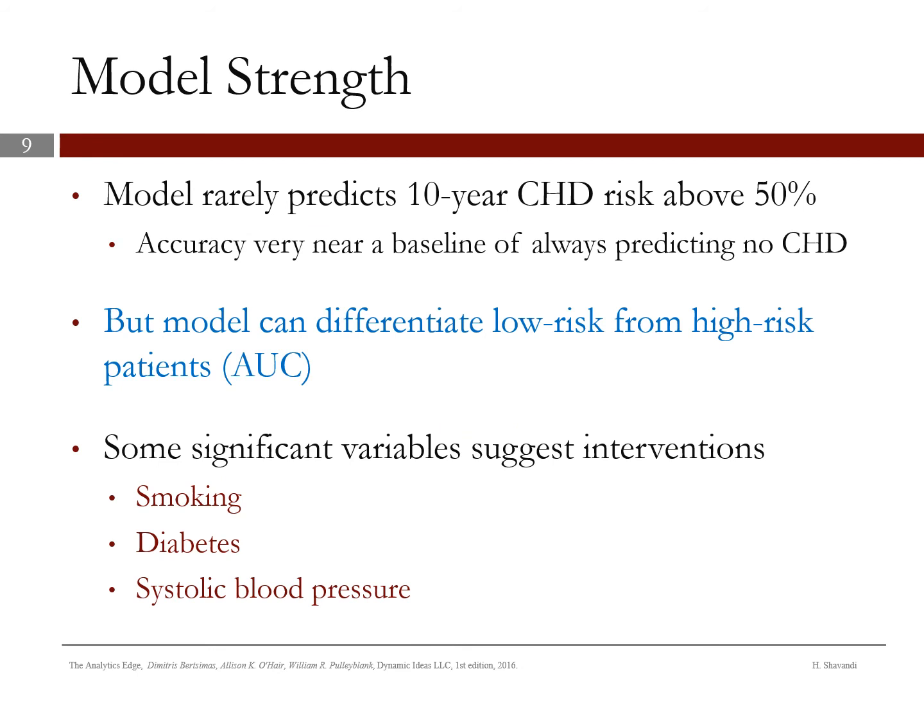As we discussed, our model rarely predicts 10 year CHD risk above 50%. Because of that, the accuracy of our model is so close to the accuracy of the baseline method, so no significant difference between our model and the baseline. But when we refer to AUC, we see a strength of our model over the baseline method, because with 71% chance, our model will differentiate low risk from high risk patients.